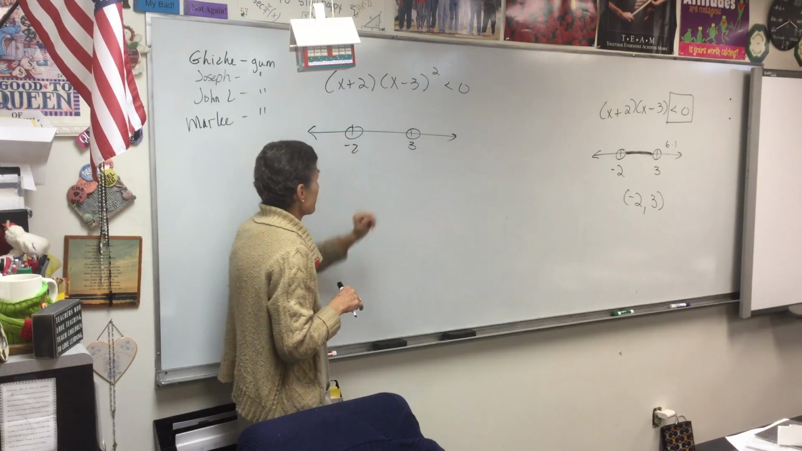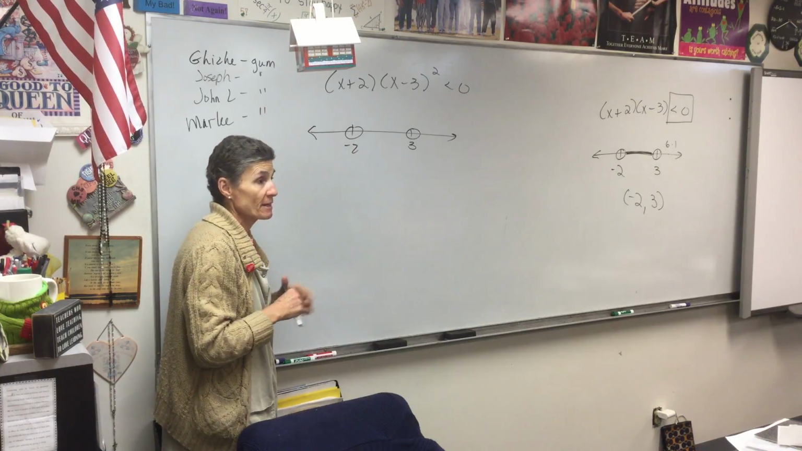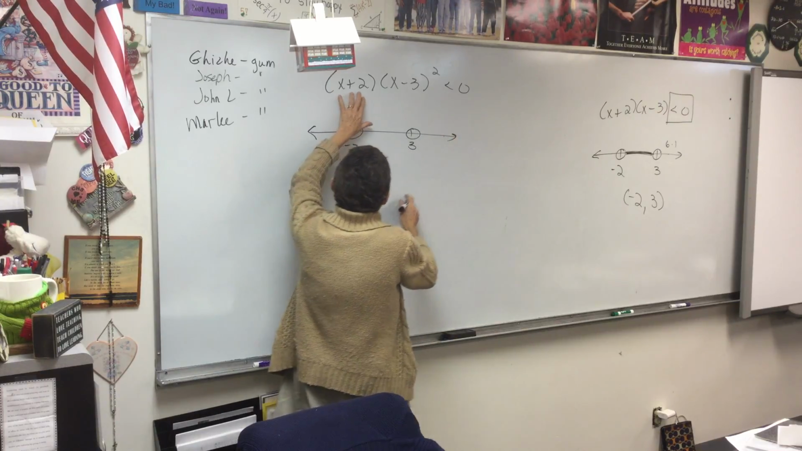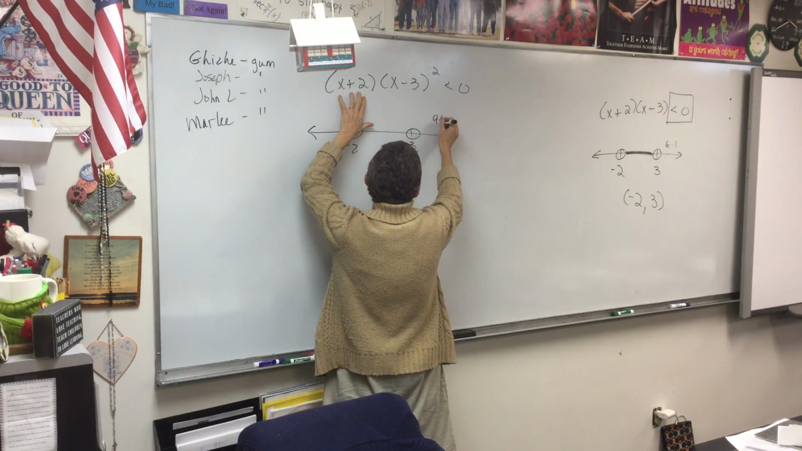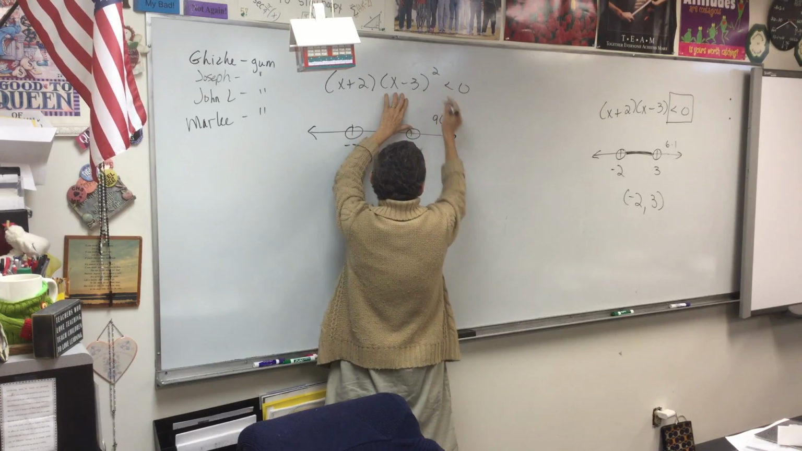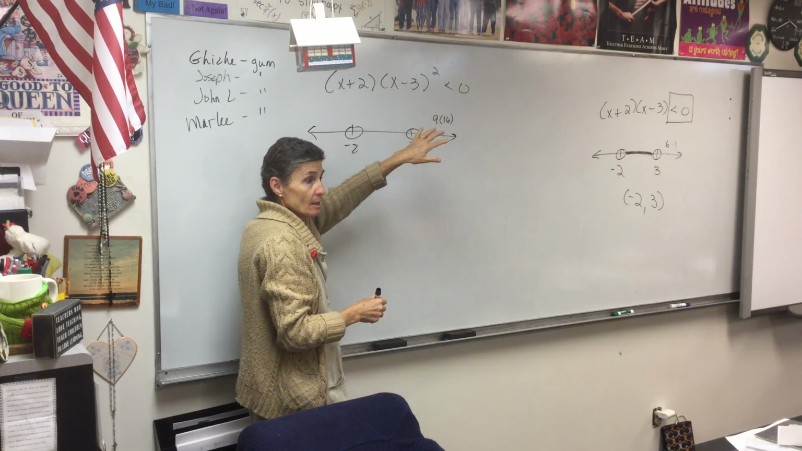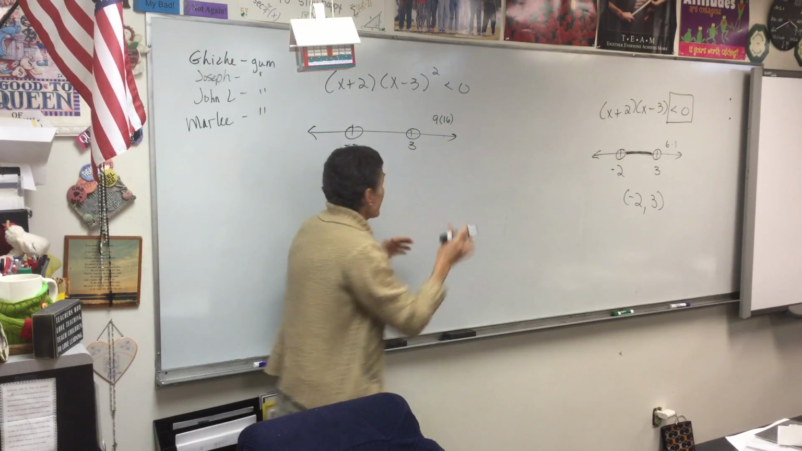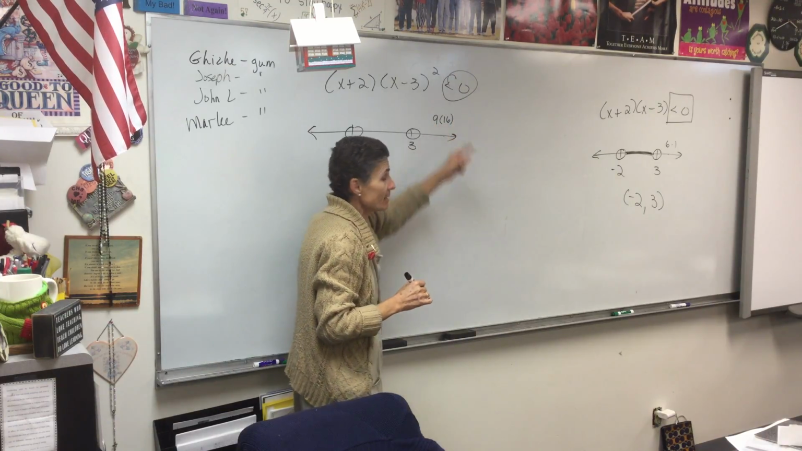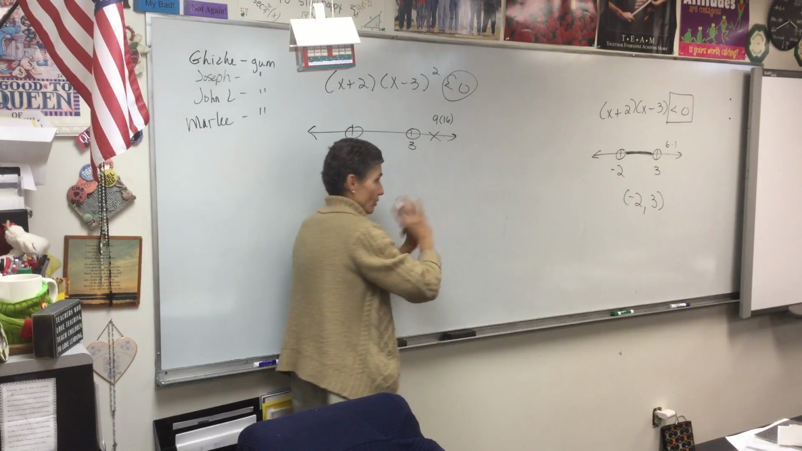Okay? So let's pick a number. What number do you want to pick? It doesn't matter. Anything except -2 and 3. 7. So 7's out here. So I'm going to put 7 in. 7 would give me 9 times, all right, 7 would give me 4 squared, 16. 9 times 16. Now I don't even care what it is. I am checking, is it negative? Is 9 times 16 negative? No. So this section doesn't work.